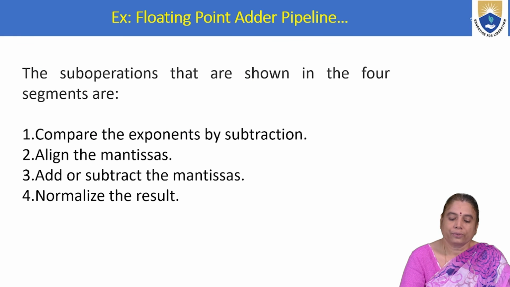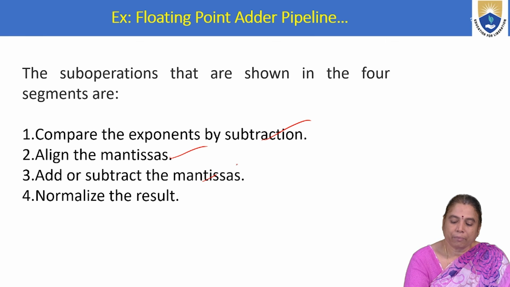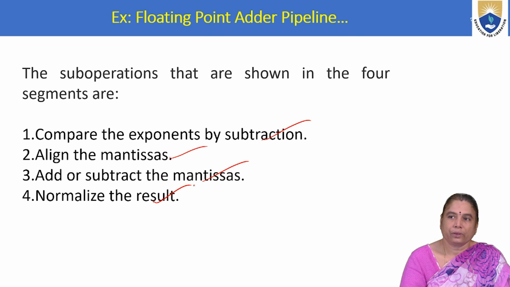What are those 4 segments? The first one is compare the exponents by subtraction. The second segment is align the mantissas. The third one is add or subtract the mantissas. The fourth one, normalize the result.